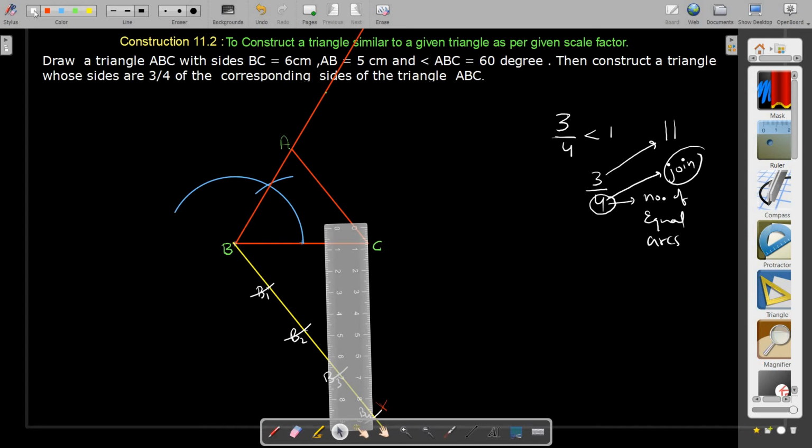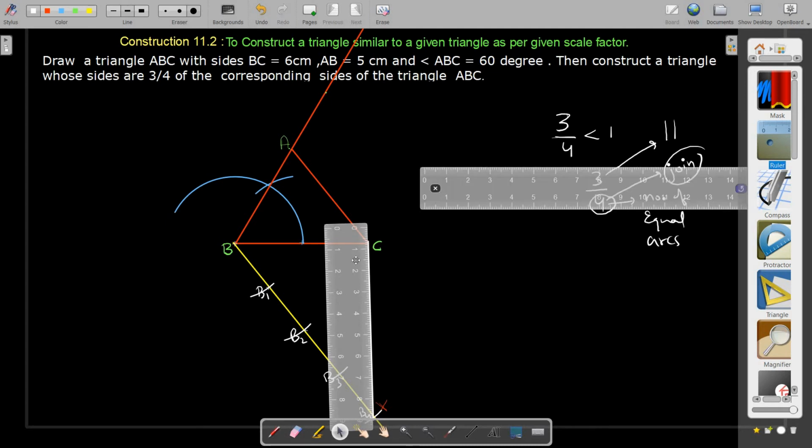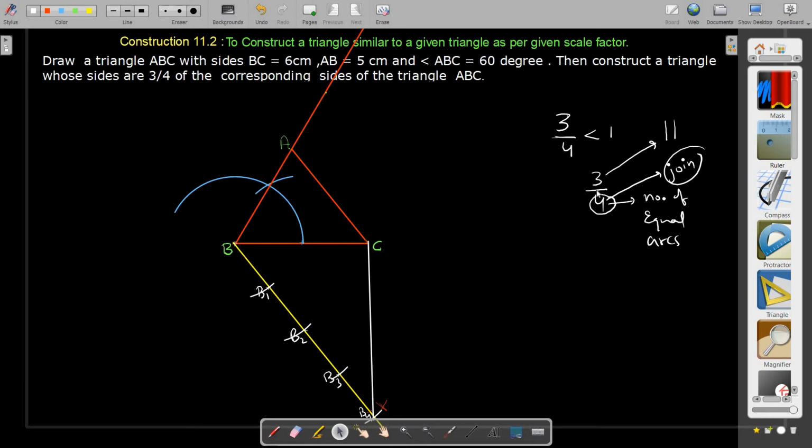Now we have to join this, and I'll go for a thin line. So joining B4 to C. Now once we have joined this, the numerator division is 3. The numerator in the fraction 3 by 4 is 3. So at the third division, we have to draw a line parallel to the joined line.